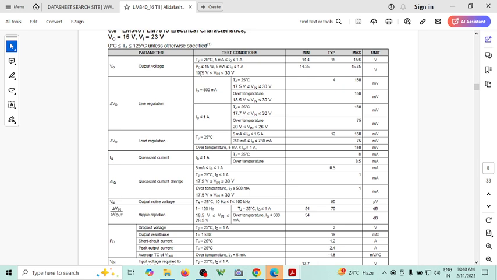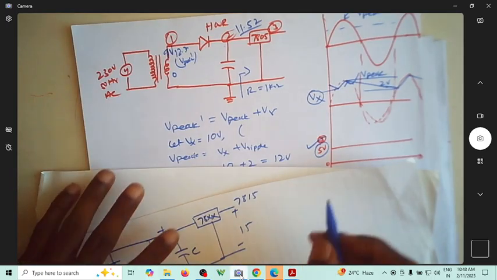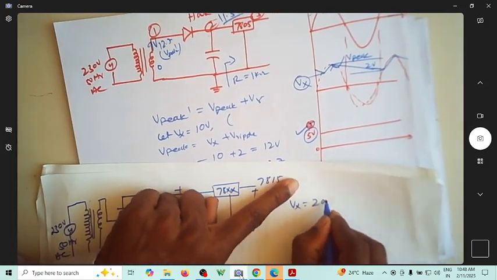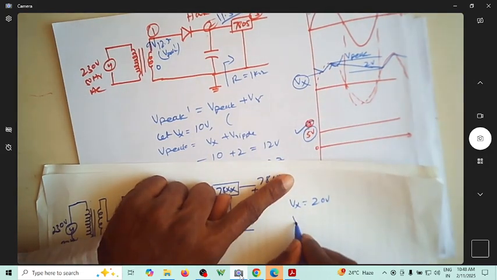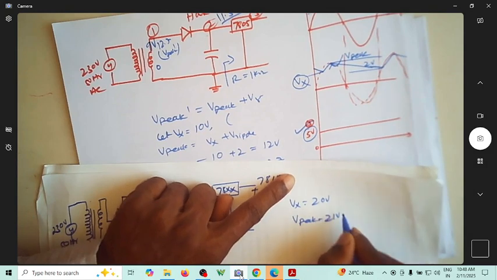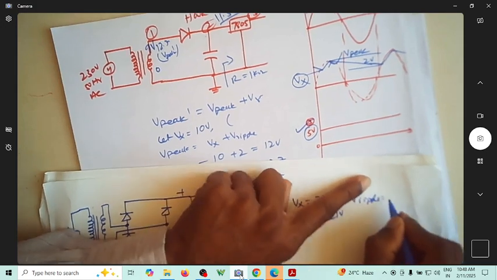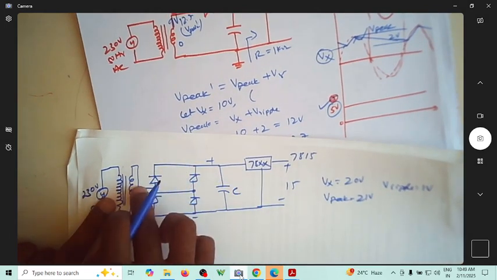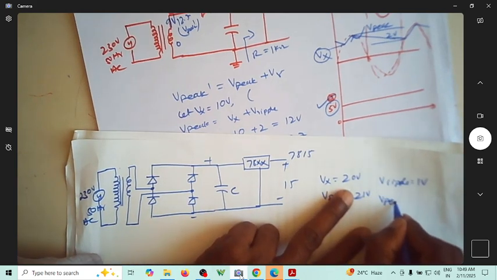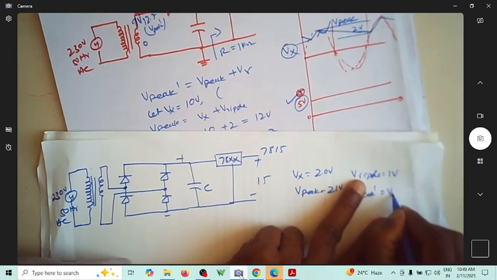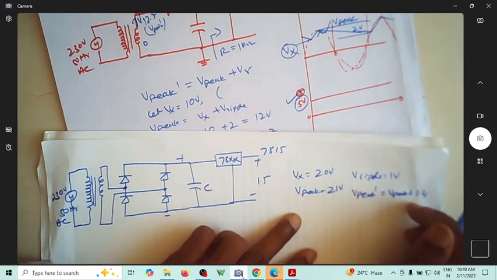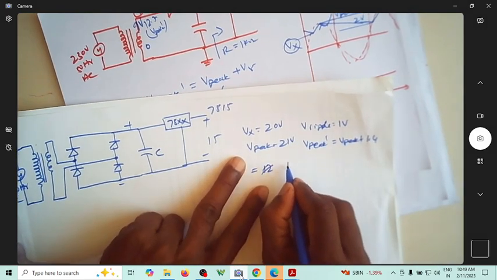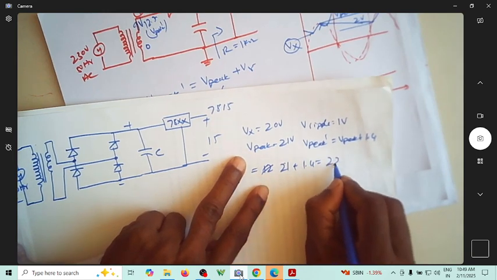Now what I'll do here is take this as V minimum of 20 volt, and let the V peak be 21 volt, so that V ripple is 1 volt. And since, of course, between this and this you have two diodes coming into the picture, V peak dash would be V peak plus 1.4, because there are two diodes. Only this is a change. So it will be 21 plus 1.4, which is 22.4 volts.